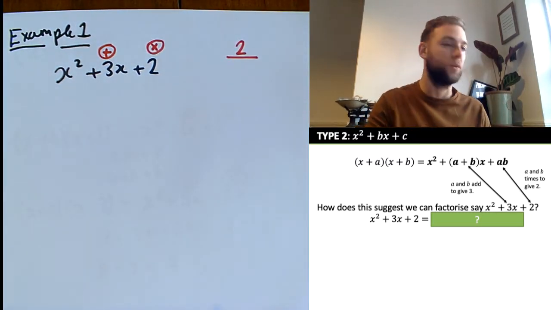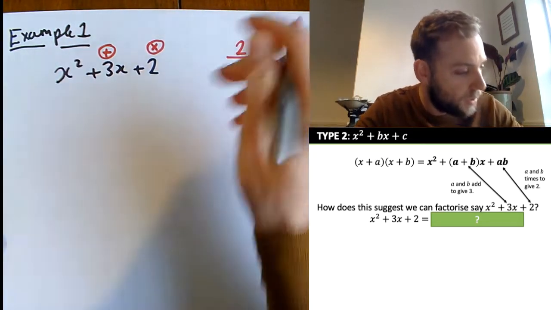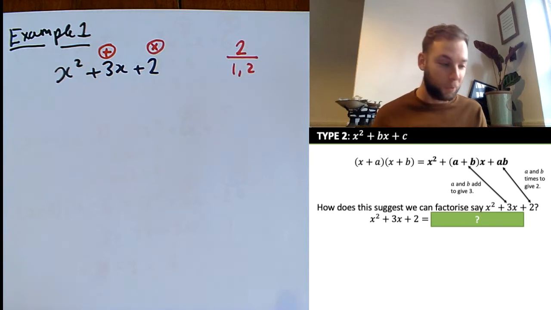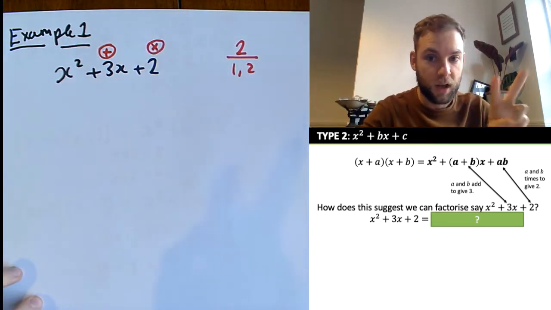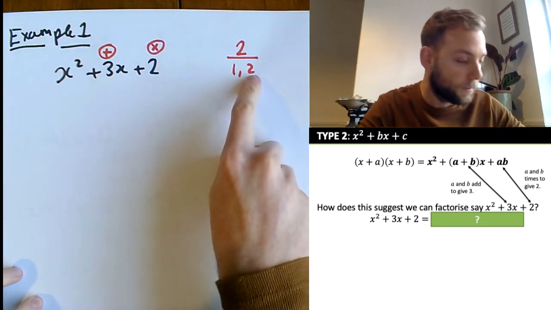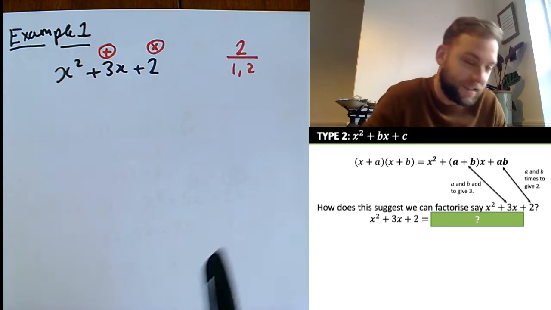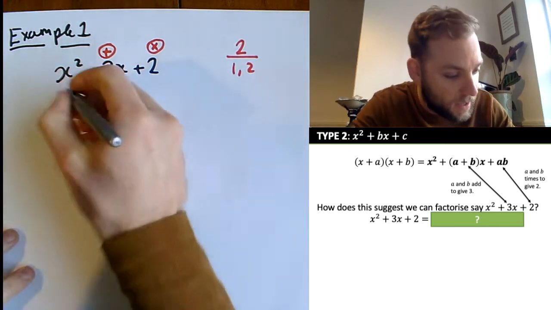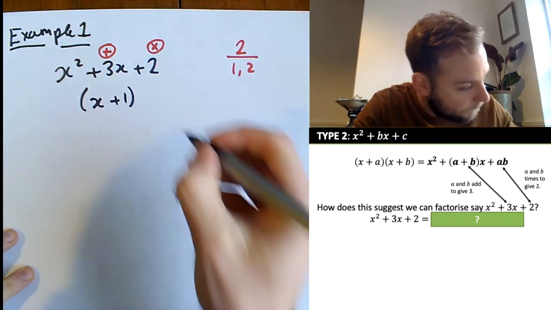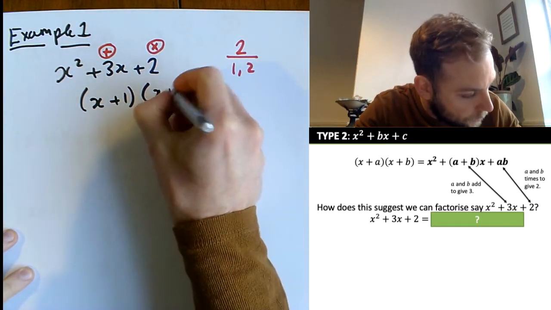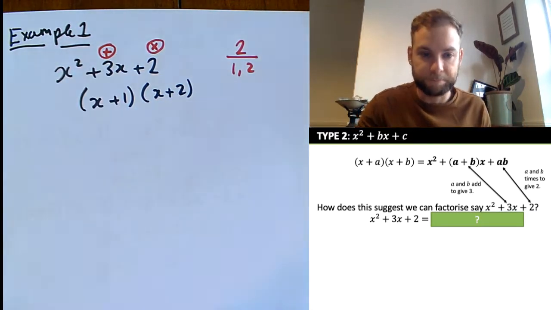Well, the multiples of 2 always start with 1 and go through. So 1 times 2, and then that's it. There's only 2 multiples. So I need two numbers that times together to make 2 and add together to make 3. In this case, there's only 2 numbers it can be, and that's x plus 1 and x plus 2. They times together to make 2, they add together to make 3.